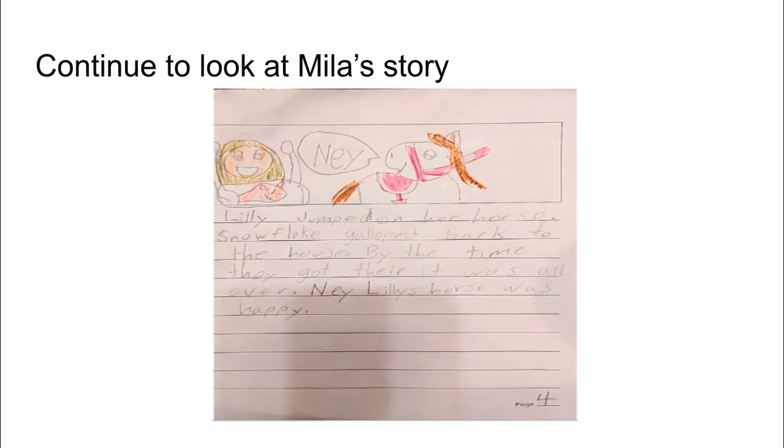And now we're on page 4 where it's how do they get out of trouble. So it says, Lily jumped on her horse. Snowflake galloped back to the house. By the time they got there, it was all over. Nay, Lily's horse was happy.